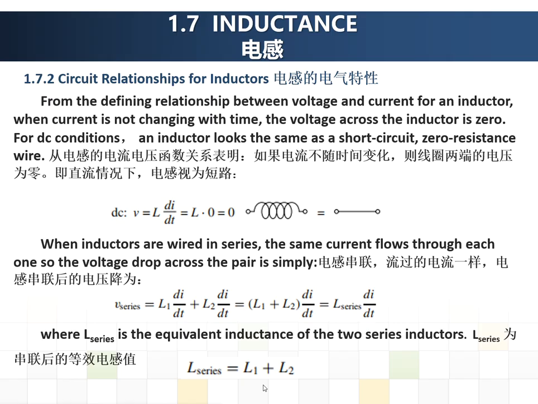Section 1.7.2, Circuit relationships for inductors. From the defining relationship between voltage and current for an inductor, when current is not changing with time, the voltage across the inductor is zero. Therefore, if the voltage source is DC, direct current, the inductor looks the same as a short circuit. So the inductor has zero resistance.